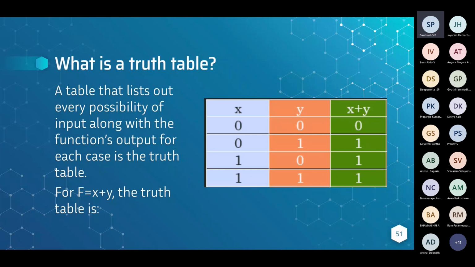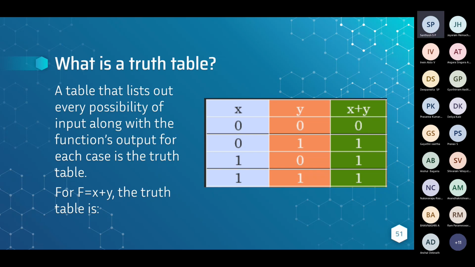Now we'll see what a truth table is. As you have seen in the discussion of logic gates, where we do truth tables for every logic gate, a truth table is just a table which has all the different possibilities of inputs along with the different outputs it produces.